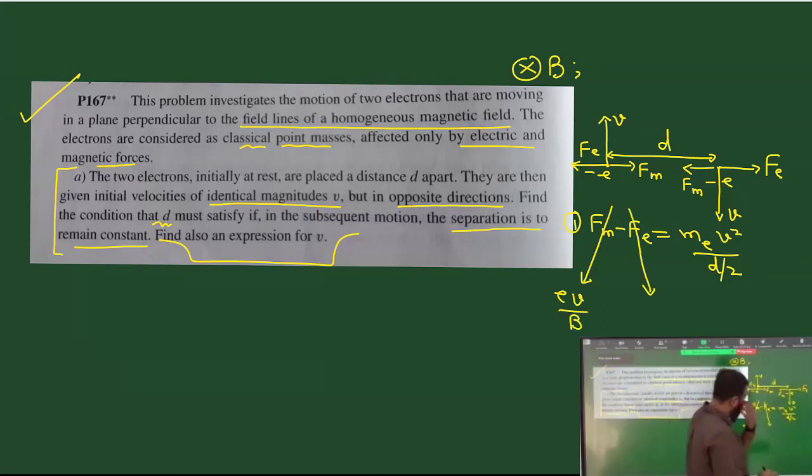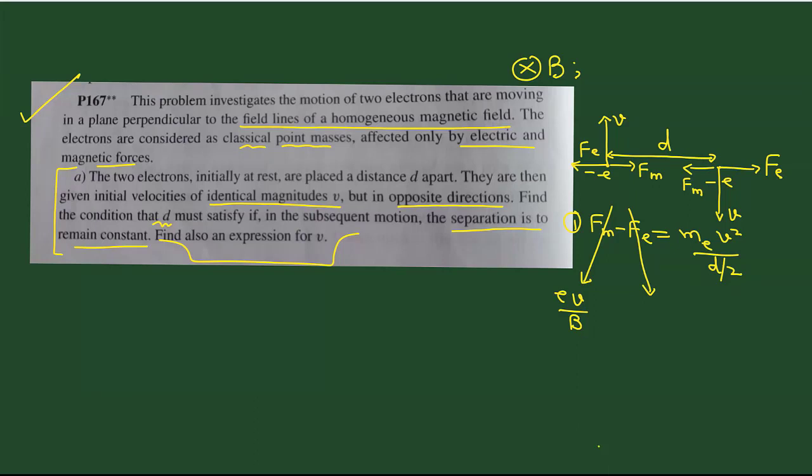Stay with the problem. The second part is very nicely built up and it will take a lot of ideas to sort it out. This was the starting part. And this is fine. Fe will become K electrostatic into e squared divided by d squared. As far as this part is concerned, it is a quadratic. Solve this quadratic in V.